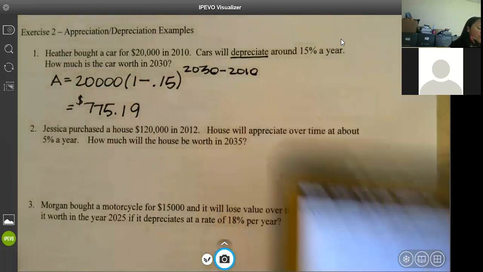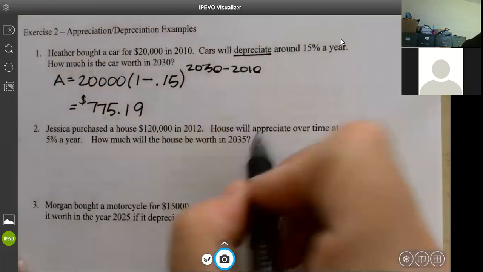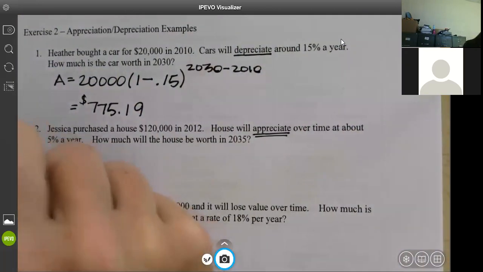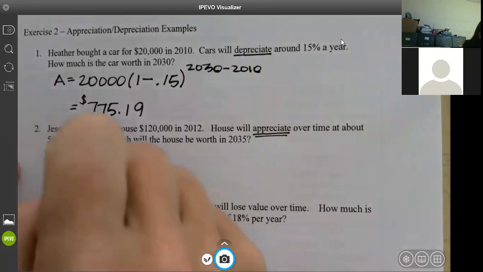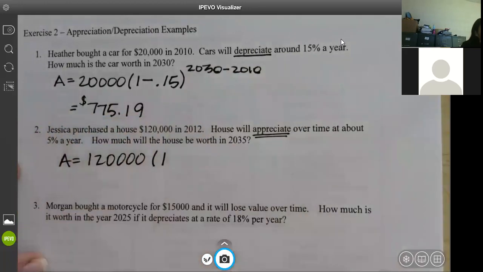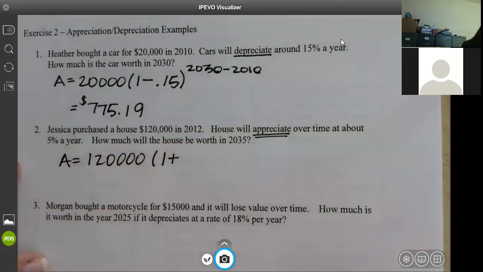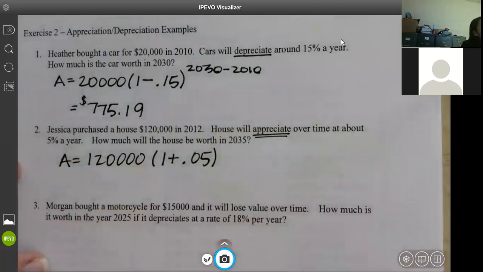Jessica purchased a house for $120,000 in 2012. The house will appreciate over time at about 5% a year. How much will the house be worth in 2035? So I'm gonna start my formula. How much did we originally pay? 120,000. Is it 1 plus or 1 minus? Plus, because it's appreciate. What's my rate? 0.05. And how long are we doing it?